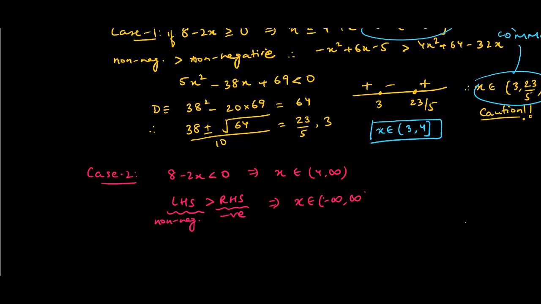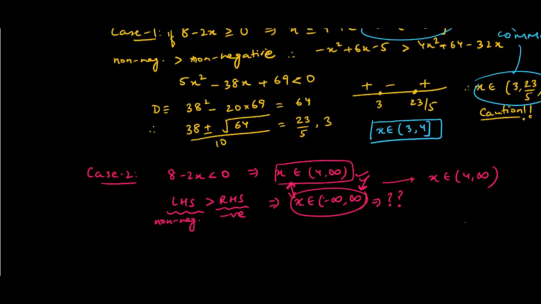So therefore from this case I get x belongs to all real numbers. But then do not again jump to the conclusion that this is your final answer. I have to look cautiously that I obtained this solution on this assumption. I assumed this to obtain this solution. So my final answer would be again the common value of this and this. And the common value of these two gives you x belongs to 4 to infinity.